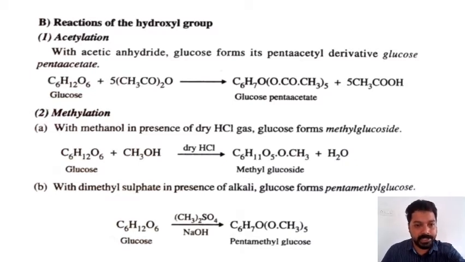Next type is methylation. Reaction with methanol: glucose reacts with methanol in the presence of HCl to form methyl glucoside. Similarly, with dimethyl sulfate in the presence of an alkali, glucose forms pentamethyl glucose. So these are some of the reactions of the hydroxyl group.